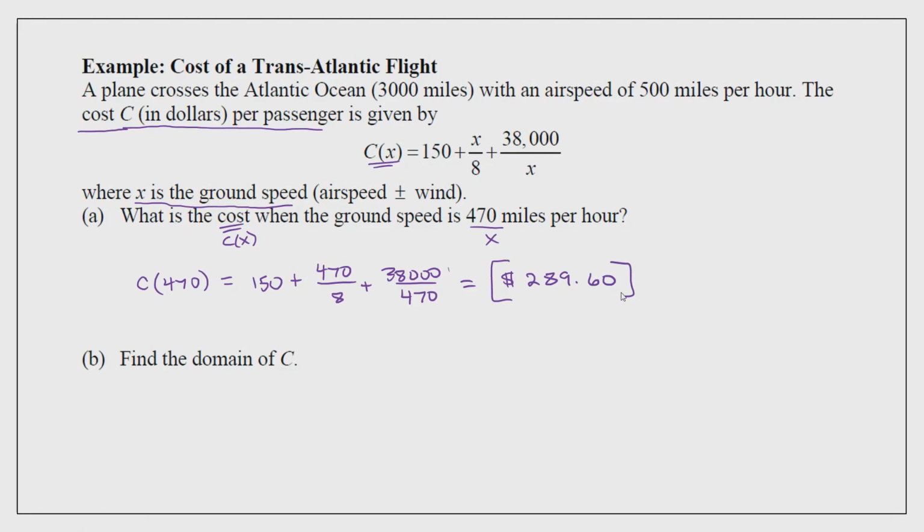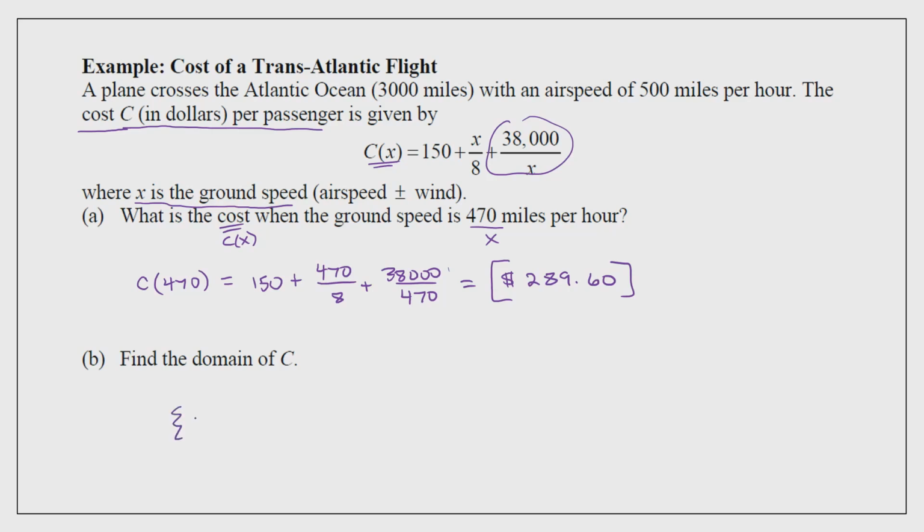Now find the domain of C. Okay. Well, in looking at our equation, I see 150, I see a fraction x over 8, and then I see another fraction 38,000 over x. Now, between all of these different terms, only one of them I know for sure has a restriction, and that's going to be the 38,000 divided by x. Why? Because x is in the denominator, and in order for that ratio to be defined, x cannot equal 0, right? So that means for my whole equation, the domain is going to be when x is greater than 0. Okay?